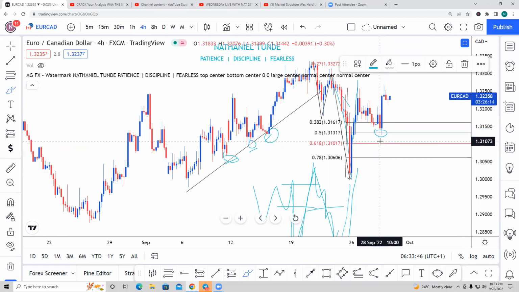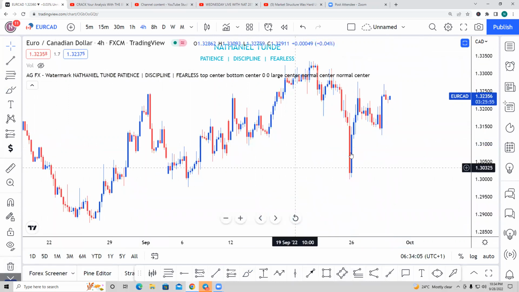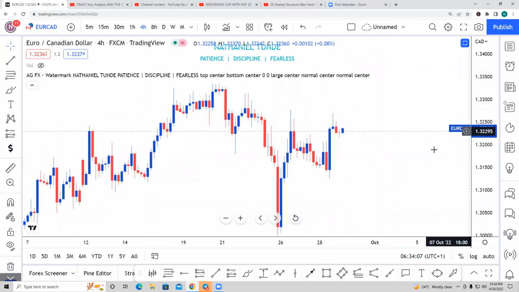That was why we missed this trade. It didn't come to 61.8. It made a retracement to what? To where? To 50%. Okay, and it made a move to the upside. So now as it made a move to the upside, does it mean we have missed the entry? No, we have not missed the entry.